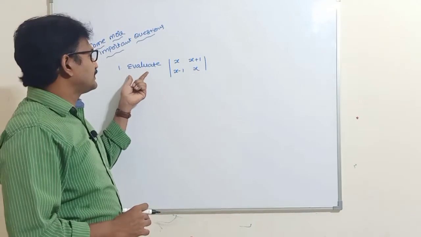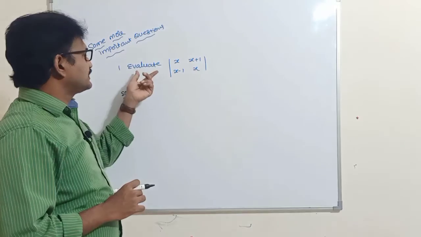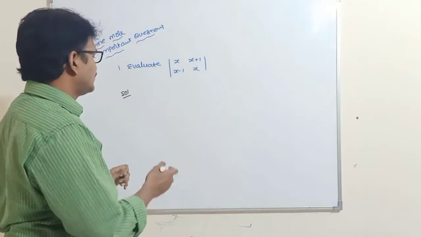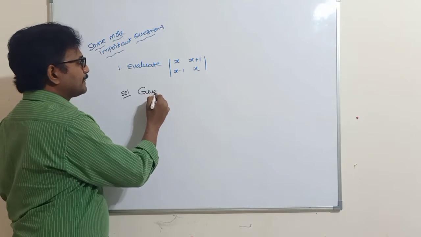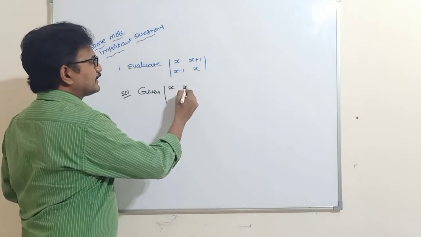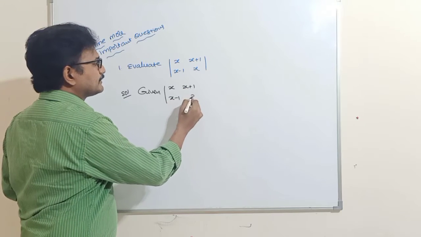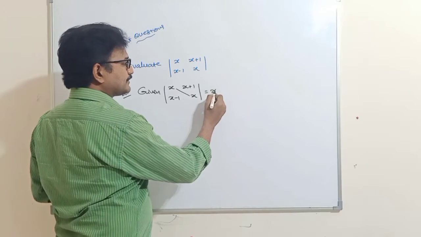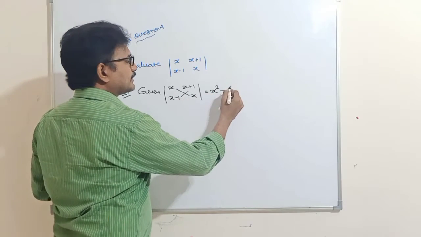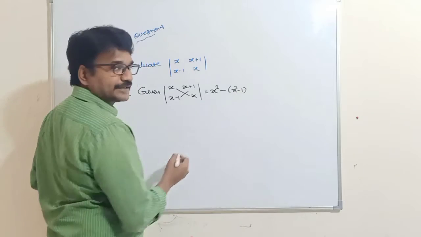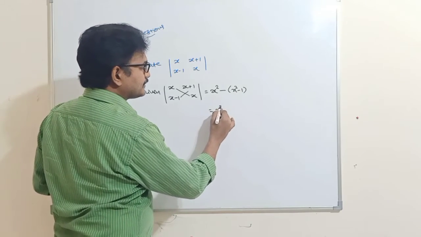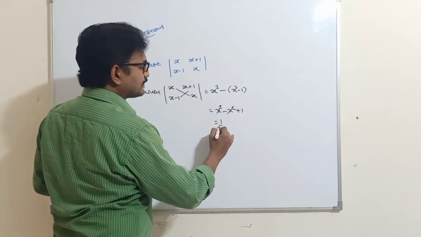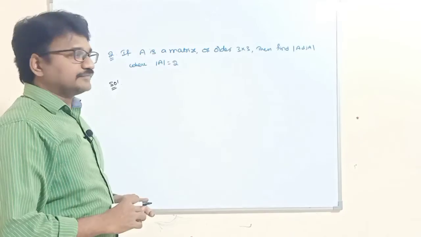So 44 is the answer for this problem. Next problem, some more important questions. Evaluate det of x, x plus 1, x minus 1, and x. So given det of x, x plus 1, x minus 1, x. So expand this determinant. x into x, x square, minus x plus 1 into x minus 1, which is x square minus 1. So x square minus x square, minus into minus plus 1, plus x square minus x square gets cancelled. Answer is 1.